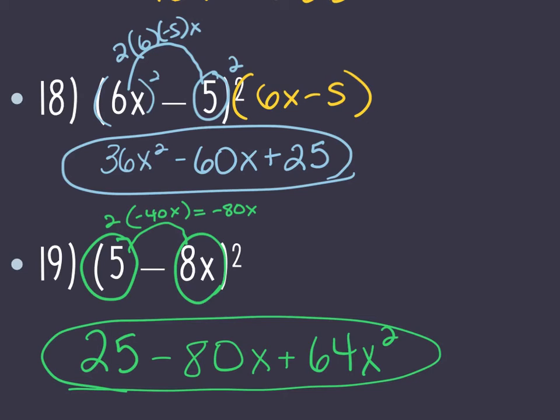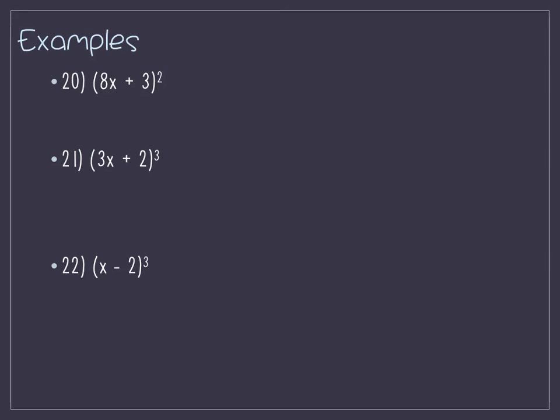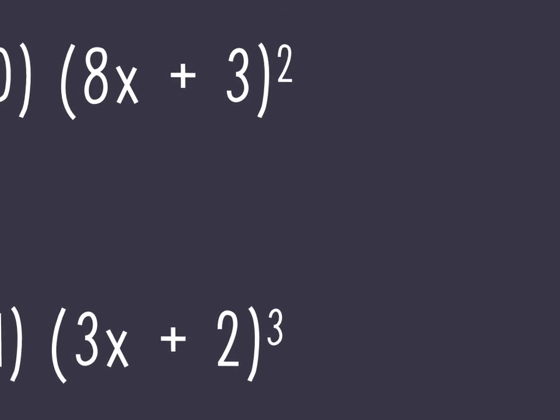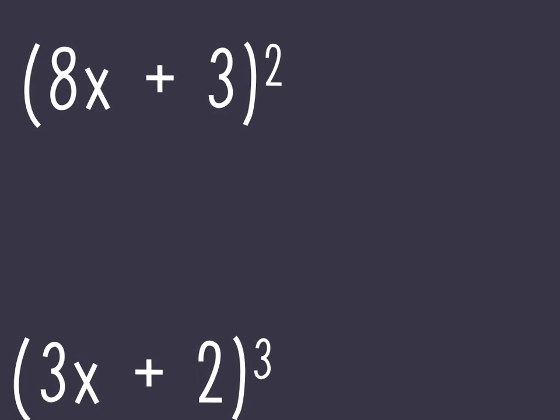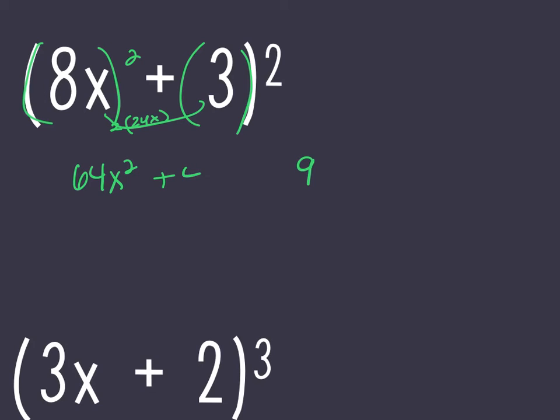All right, it is 1:30. What I will do is work out the rest of these examples. Okay, here are just some more examples. Well, 20 is the product again. Remember, I square the first one, which would be 64x squared. I square the last one, which would be 9. I double the product. So if the product is 24x, I multiply that times 2. It's positive, so it's positive 48x.